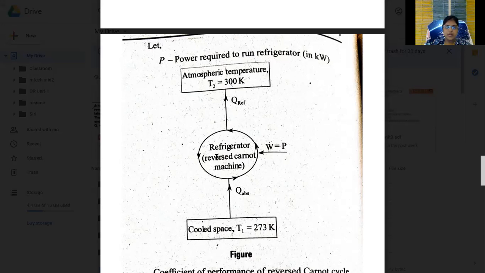So our hint is refrigerator. Definitely our arrow goes from lower temperature to higher temperature. So when heat flows from lower temperature to higher temperature, definitely we will supply work done, and work done is nothing but power. We will supply some amount of power, then heat flows from the sink, where heat is absorbed, and it is rejected to the atmospheric temperature.